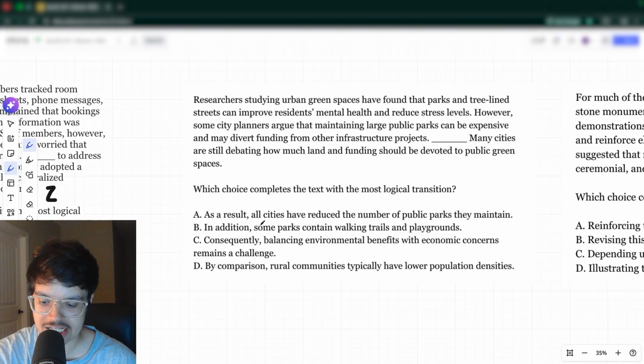On the more recent SATs as of June 2026, there have been some questions like this, where it's a transition question, but the choices are just really, really long.